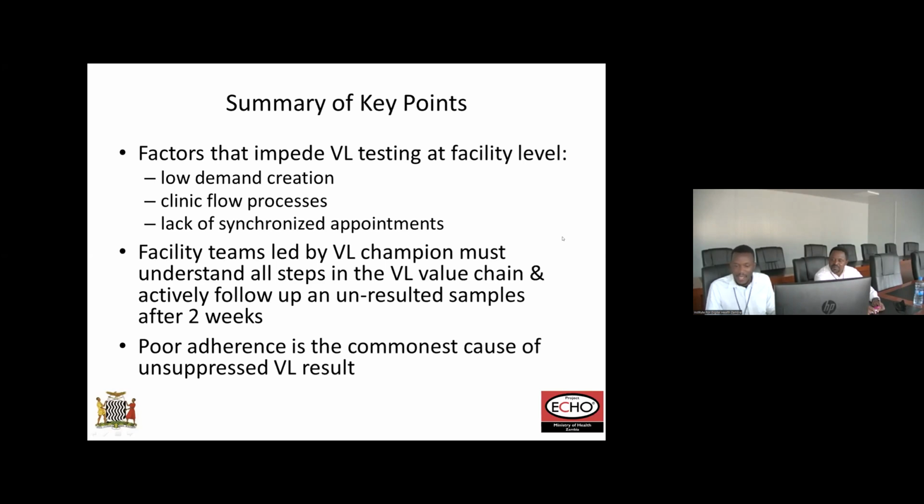Network, again, is this statement true or false? Ensuring the viral load result is entered in client records in a timely manner and follow-up of missing results after 2 weeks of sample collection is the responsibility of the viral load champion alone. And the word alone was put in bold for emphasis. At this point, I will end the poll and share the results.